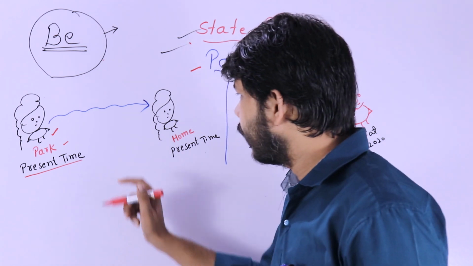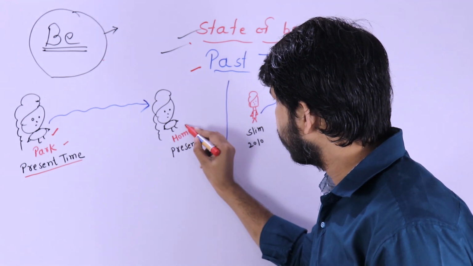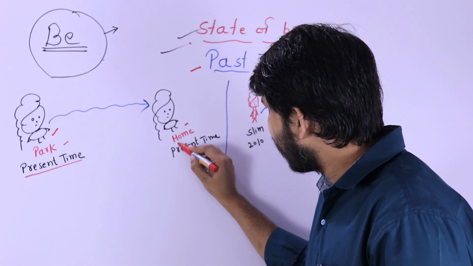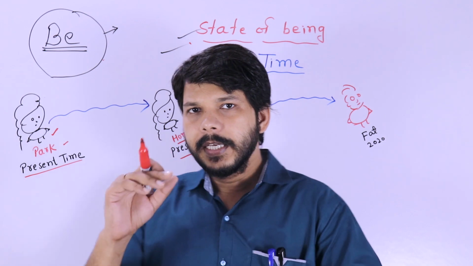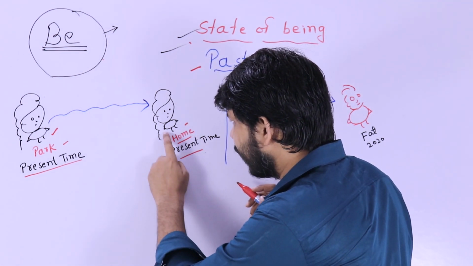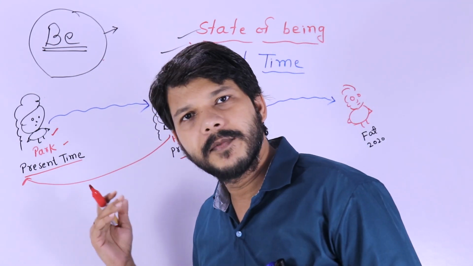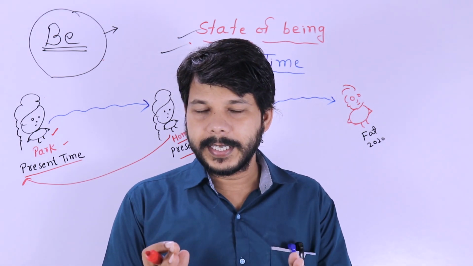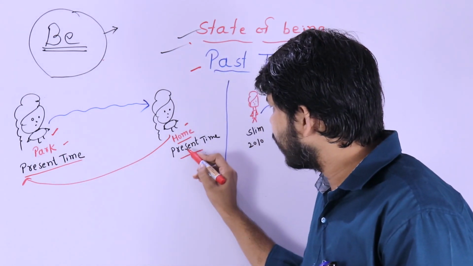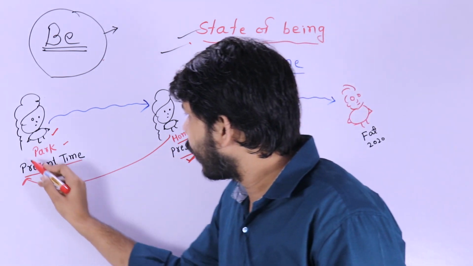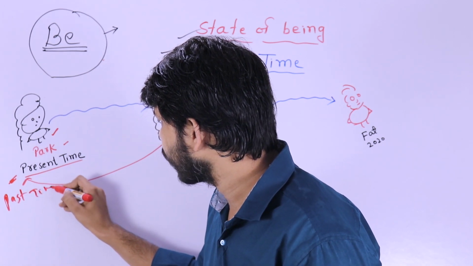Okay? Fair enough. Now, after some time, this girl has come back to her home and now she is at her home. Now, this is her present time. Now, the girl is at home and this is the present time. So, if this is the present time, the girl is at home, then what about the park? Which time is it? So, I just want to tell you that before coming home, this girl was in the park. So, now she is at home. So, this is the present time. So, the park, it is the past time. When she was in the park, this is called past time.